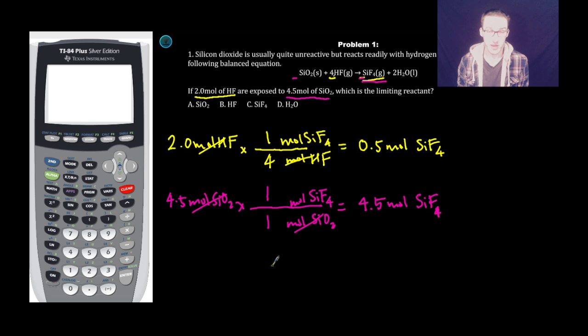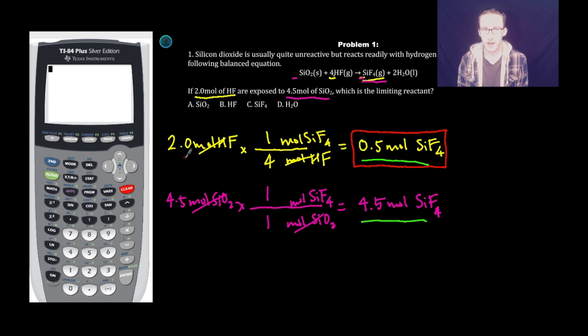So the question now becomes, well, which of these two reactants is limiting? Look at the amount of your product produced in each example calculation. It should be easy to recognize that our HF is limiting the production of SiF4, because even though we have 2 moles of HF, it's only going to make 0.5 moles of SiF4, which is less than the amount that 4.5 moles of SiO2 could produce if all of it reacted.